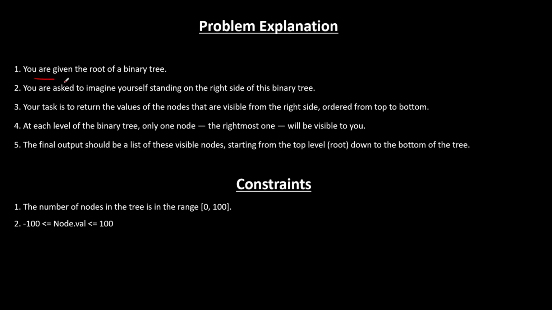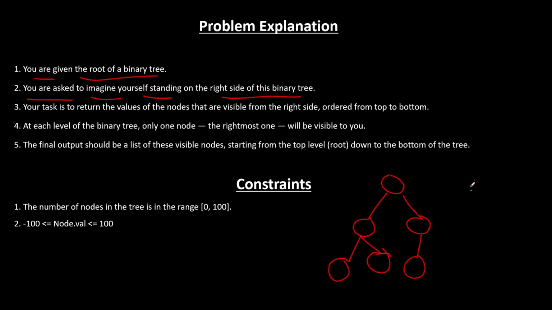Here in the question you are given the root of a binary tree. You are asked to imagine yourself standing on the right side of the binary tree. So let me draw a binary tree here, and you're standing on the right hand side, looking from this direction. Your task is to return the values of the nodes that are visible from the right side, ordered from top to bottom. Top to bottom is from the root node to the leaf node.